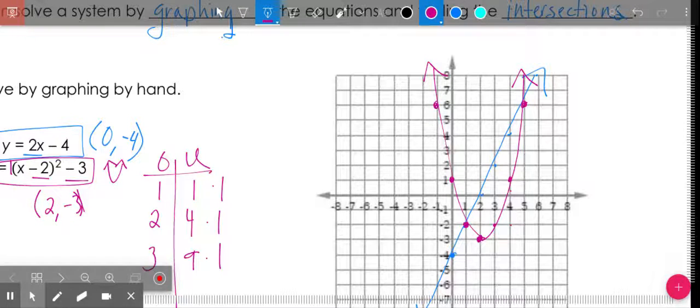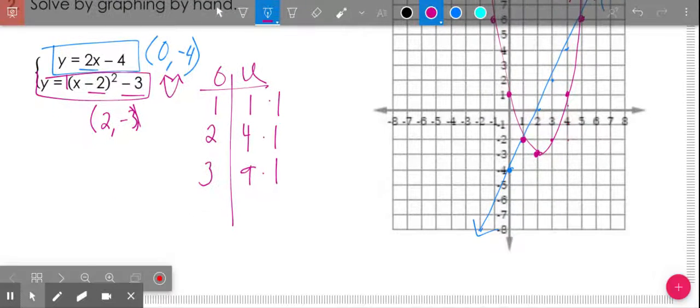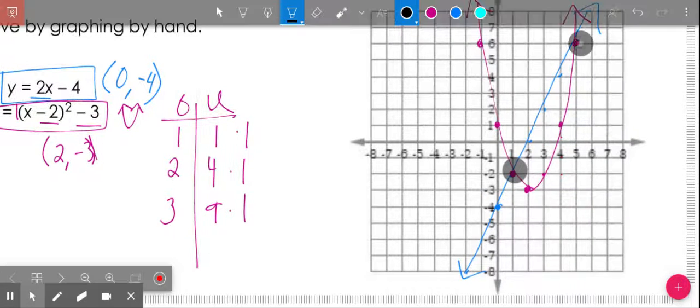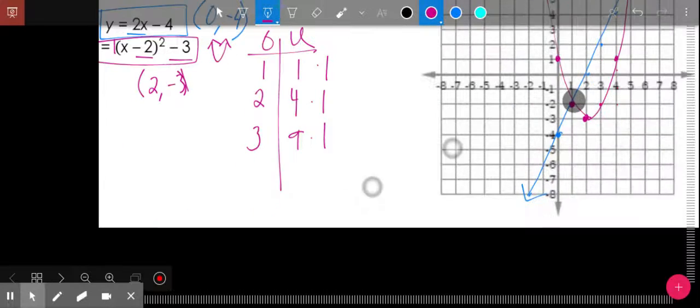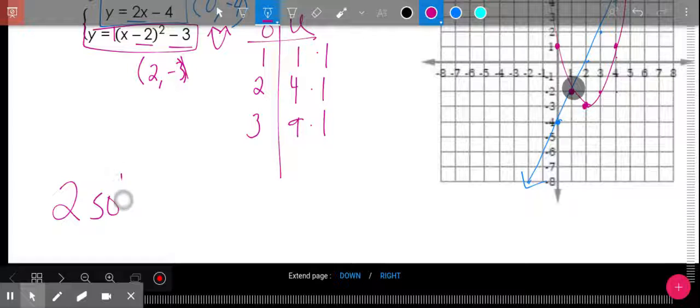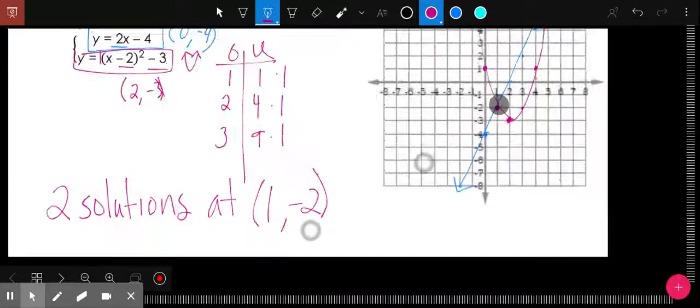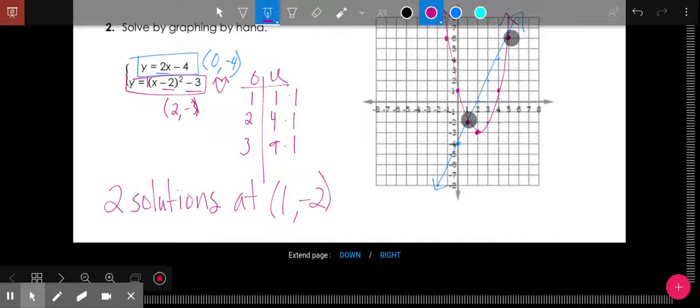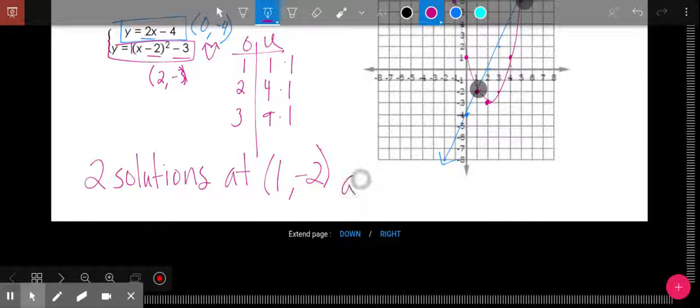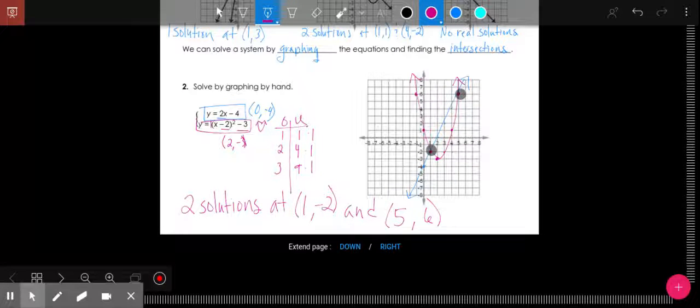And not so bad. All right, so looking at this, we have two intersections. We have one right here and one way up here. So we're going to say two solutions. This first one was at 1, negative 2, and the second one was at 5, 6. All right, go ahead and get that down. Then we're going to move on to the next page.